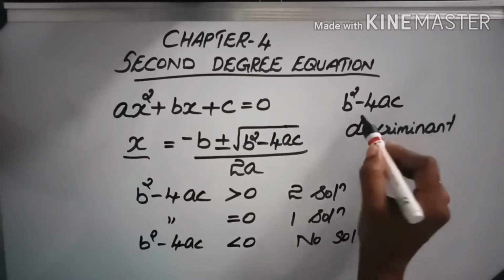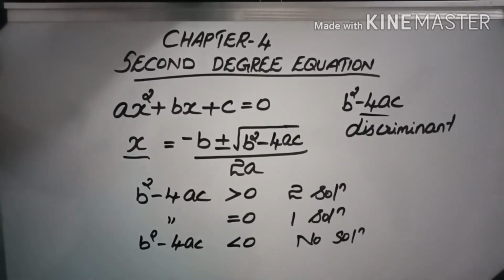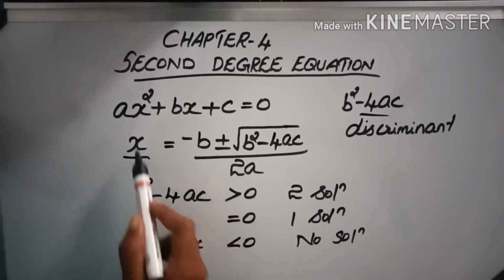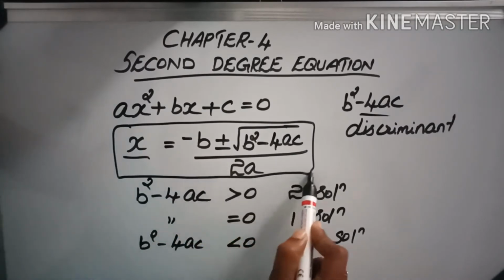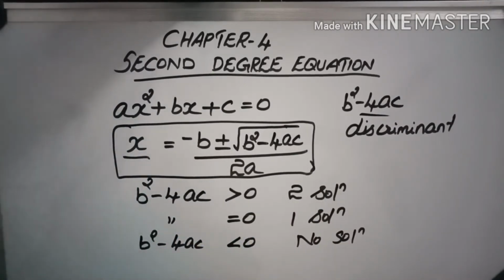So first of all, find b square minus 4ac, the discriminant. If it is greater than 0, you will get two solutions. If it is equal to 0, only one solution. If it is less than 0, no solution. You need to learn this equation by heart: x is equal to minus b plus or minus root of b square minus 4ac, whole divided by 2a.